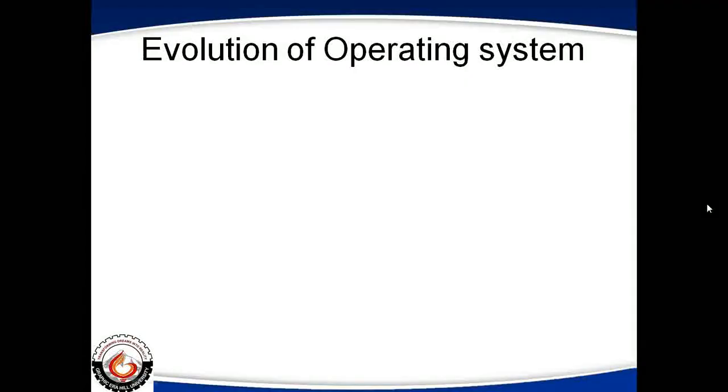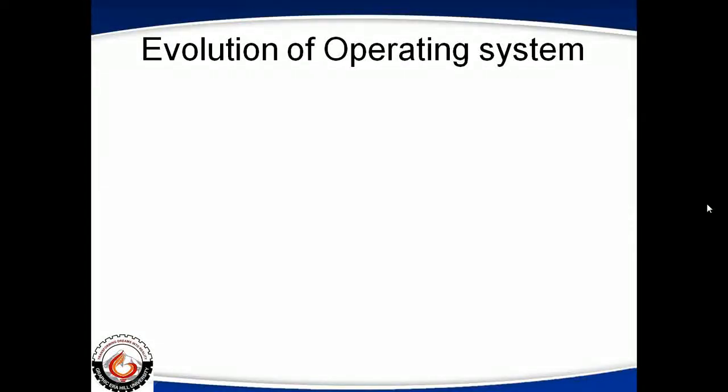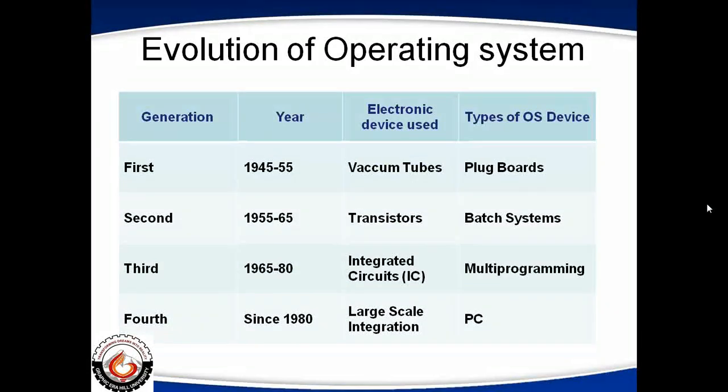Then after these services, we will discuss evolution of operating systems, how our operating systems are evaluated according to generations of computers. This table shows the four different generations of computers, and during these generations which type of operating systems are used. For first generation, the duration is 1945 to 55, and the devices used are vacuum tubes, and the type of operating system is plug boards.